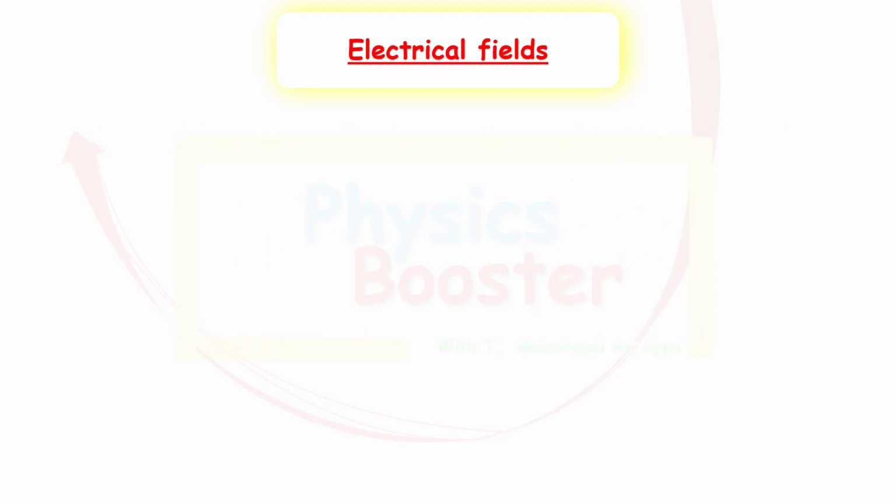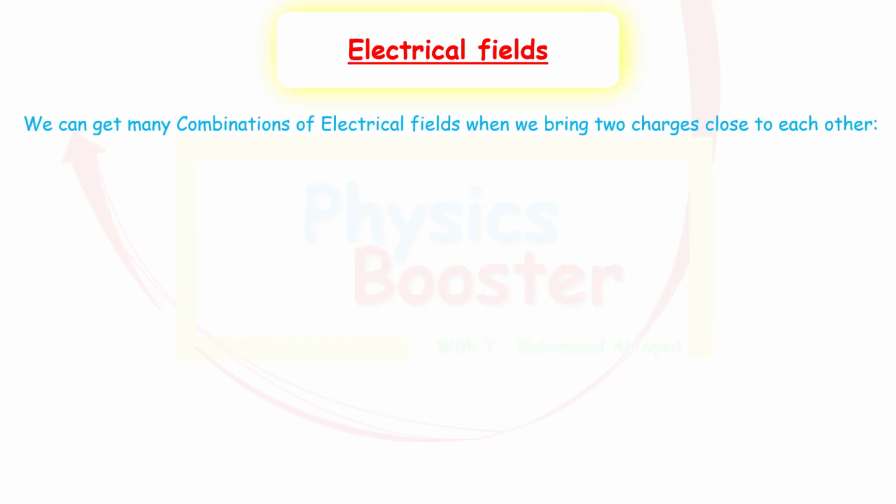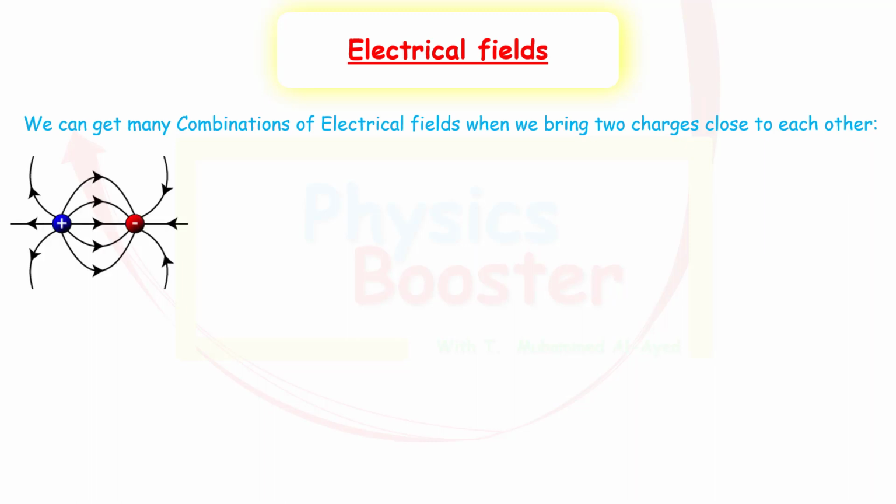Okay? But what happens if we get more than one particle close to each other? What are the patterns that we will get? So we can get many combinations of electrical fields. As an example, if we have a positive charge close to a negative charge, this is the pattern that we will get. So you can see here that the lines or the arrows are leaving the positive charge and going in towards the negative charge.